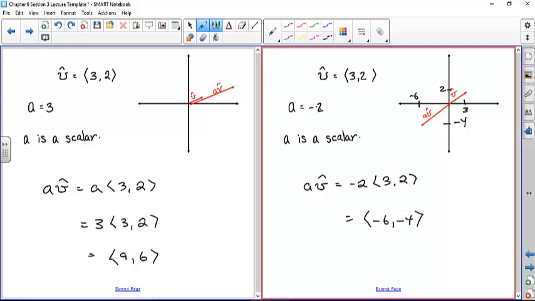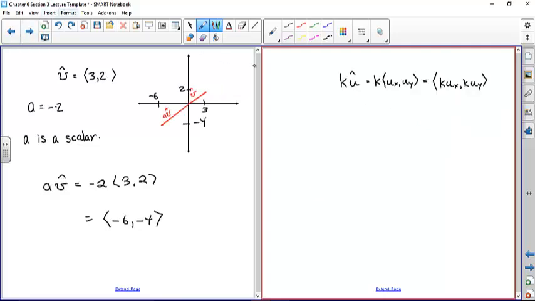So there are two things happening. The vector is getting longer, but it's also changing directions. So this is the basic concept: some constant k times a vector u. This is not necessarily the unit vector. You take k times the x component and the y component to get you the final vector.